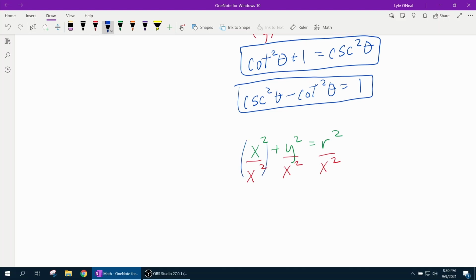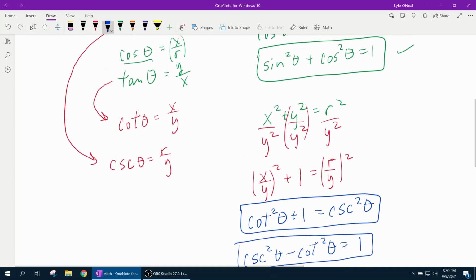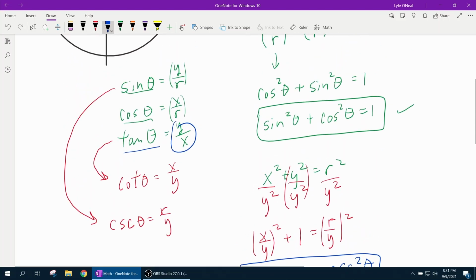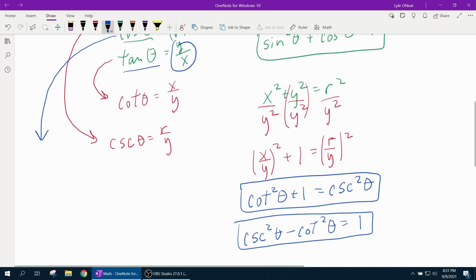All right, here we go. X squared over x squared, that's going to give me a 1. Y over x quantity squared, and r over x quantity squared. And so this time, y over x, if we scroll up, we know that y over x is tangent. So this is going to be 1 plus tangent squared theta equals r over x would be the reciprocal of x over r, which is secant.